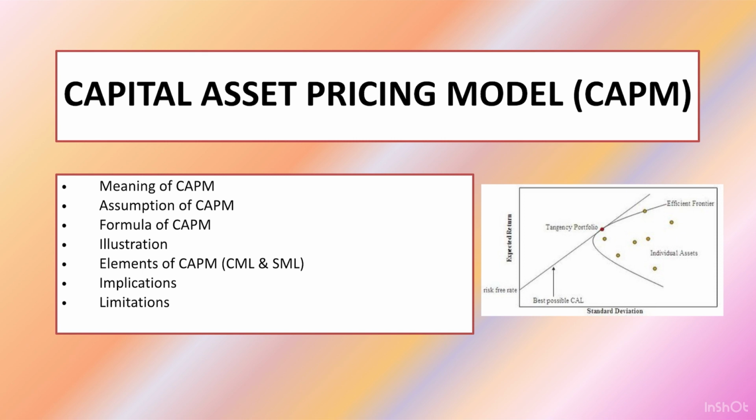In today's video, we will learn about the Capital Asset Pricing Model, popularly known as the CAPM model. In this, we are going to learn about the meaning of CAPM along with its assumptions, then the formula for computing CAPM, and then the illustration. And then, very importantly, the two elements of CAPM, that is the capital market line and the security market line. And at last, we are going to sum up with the implications and limitations of the CAPM model. So let's get started.